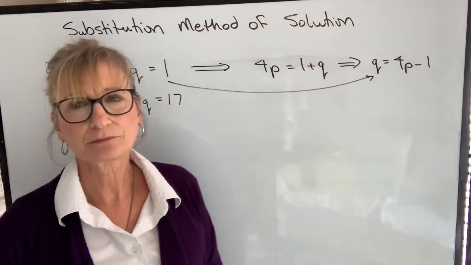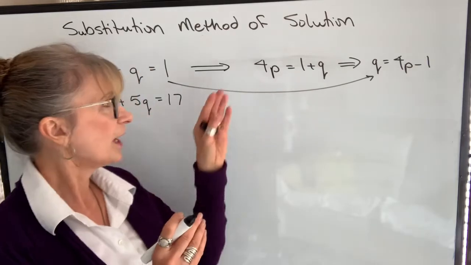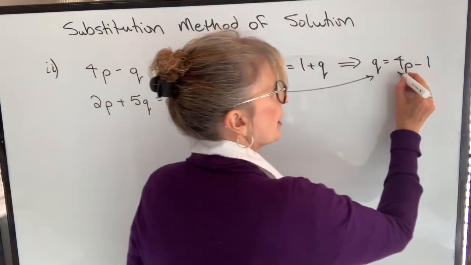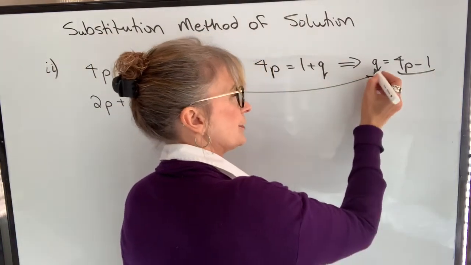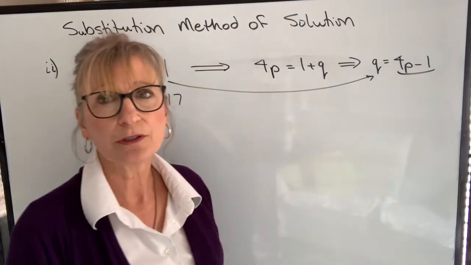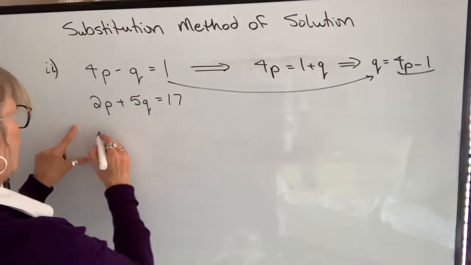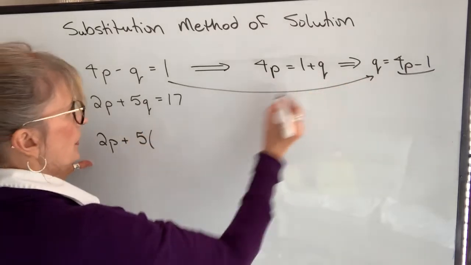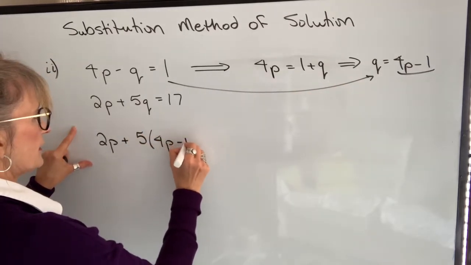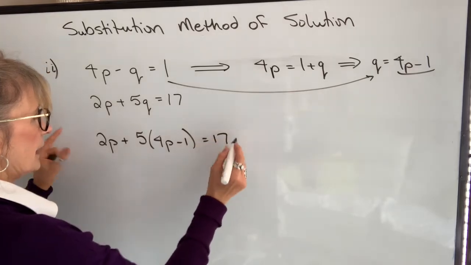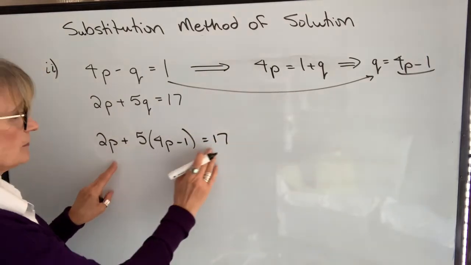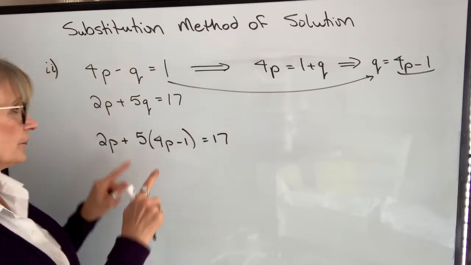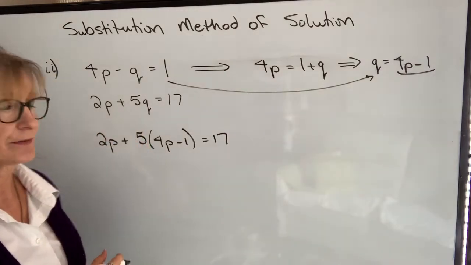minus 1. Now that I have one variable isolated, I'm going to substitute this expression into the other equation wherever I see a q. So I have 2p plus 5, and instead of a q, I have 4p minus 1. Again, this allows me to have an equation in just one unknown, which I am then able to solve. I can't solve it if I have two unknowns.